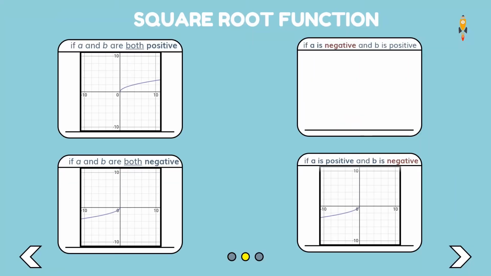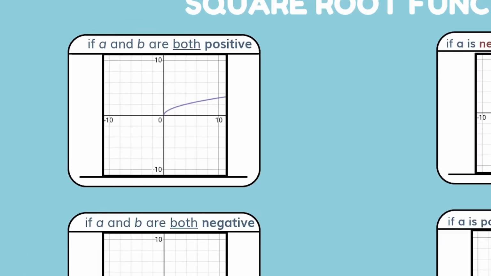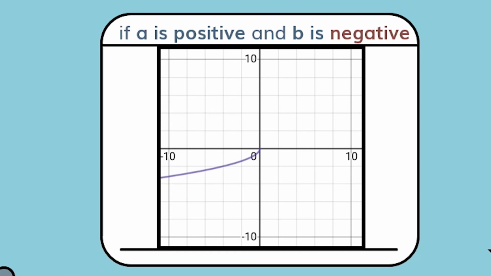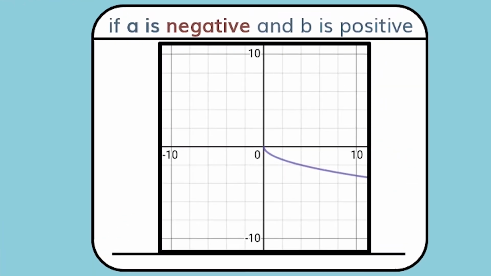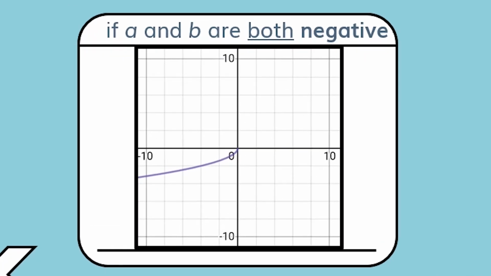Graph. If a and b are both positive. If a is positive and b is negative. If a is negative and b is positive. If a and b are both negative.